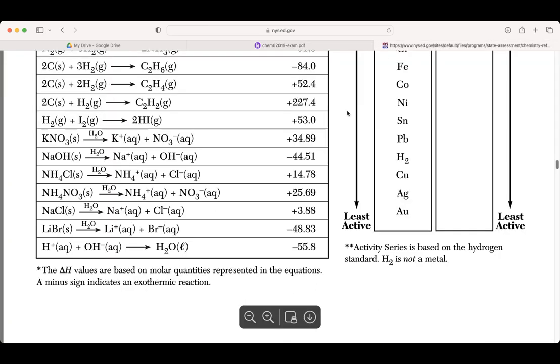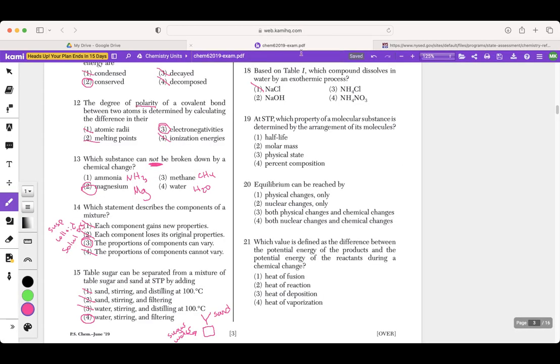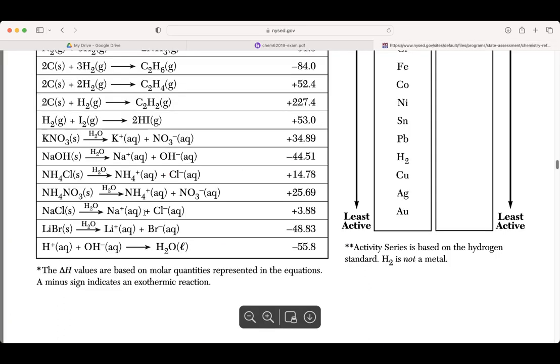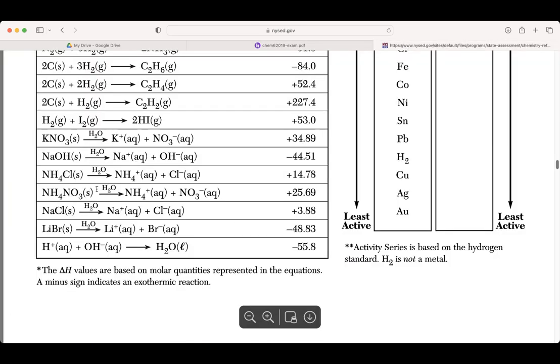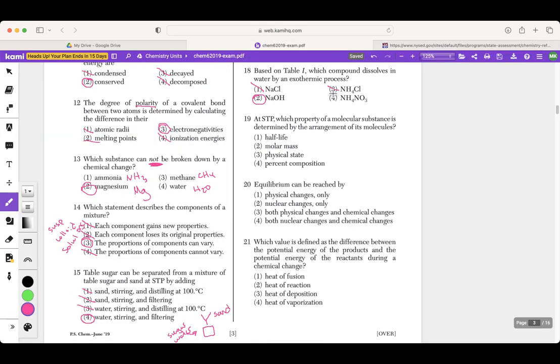2, sodium hydroxide. Looking at sodium hydroxide, it has negative 44.51. Right off the bat, we should know it's sodium hydroxide. Let's just check the others. NH4Cl, ammonium chloride, is also positive, so that cannot be the choice. Ammonium nitrate, also positive, so that cannot be the choice. We're still left with choice 2.